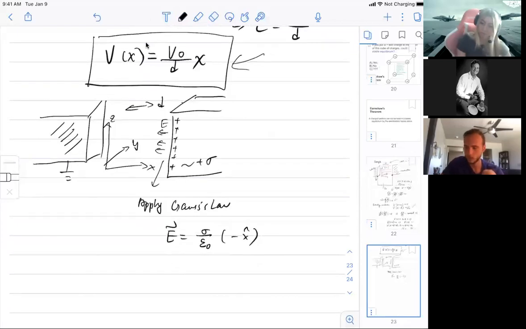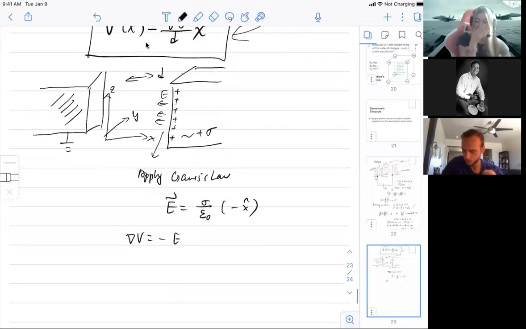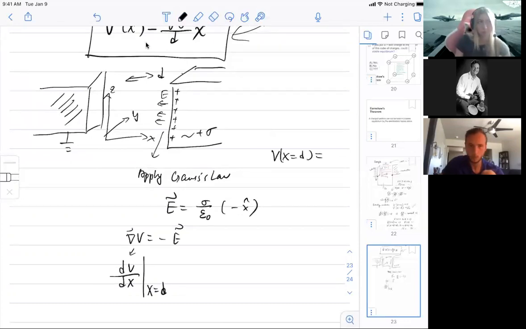Because the gradient of V is negative of E, so the gradient of V in this case is really just 1D because V is one dimensional. dV is only changed depending on x. So dV over dx is a gradient and apply it at the boundary. So you cannot match V directly at the boundary, but you can match up the derivative of V at the boundary. Okay, so this is another way to do this.